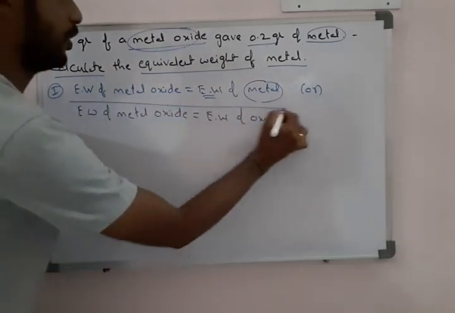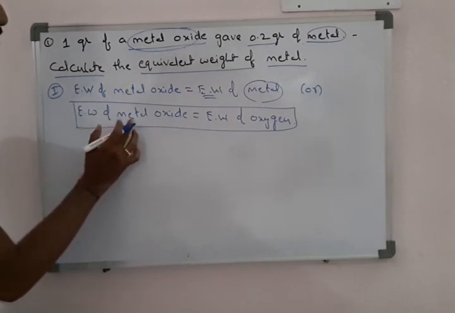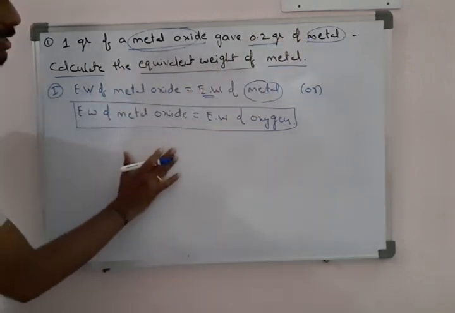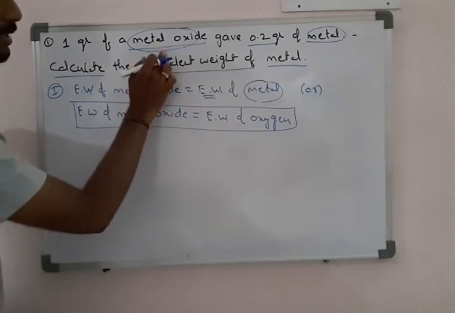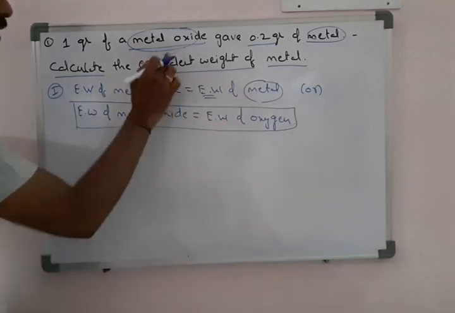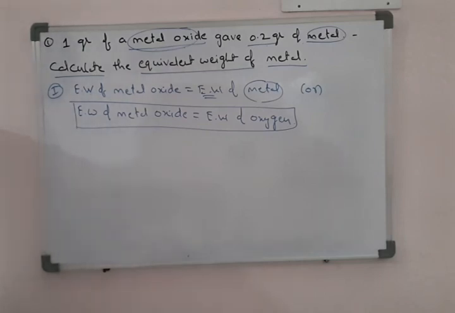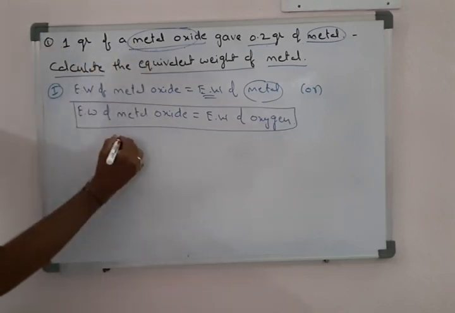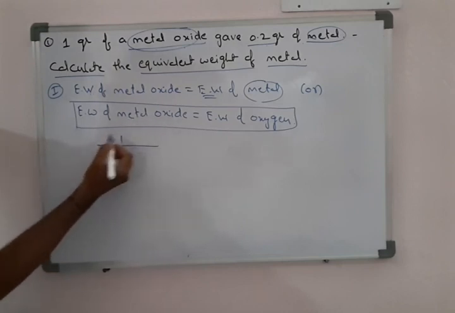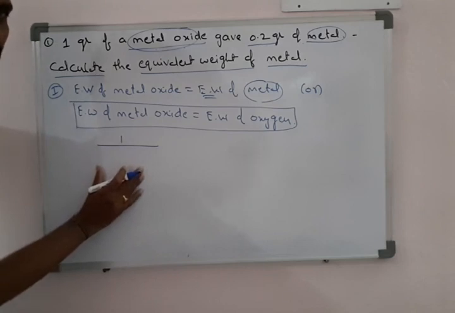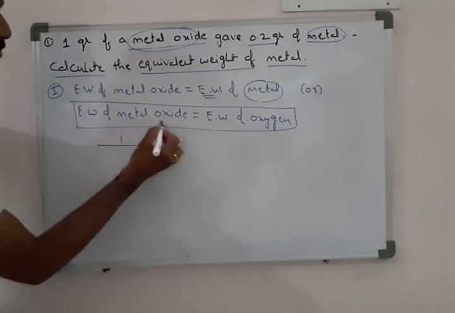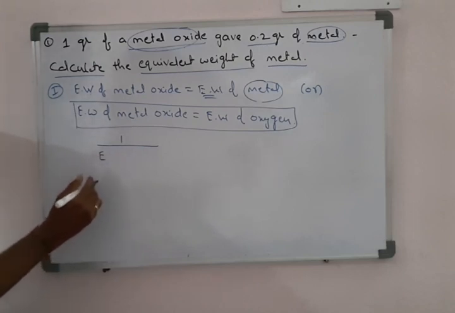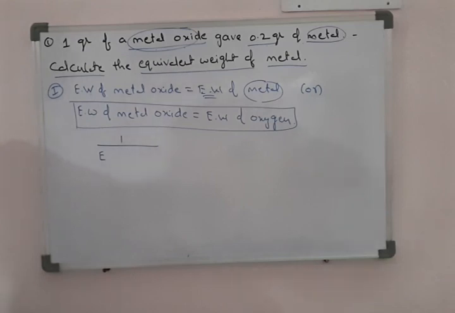So now we are following this formula. If the metal is forming its oxide and we are also releasing metal, here we can write the equivalent weight of metal oxide is equal to the equivalent weight of metal, or the metal oxide is equal to the equivalent weight of oxygen. So what is the weight of the metal oxide? 1 gram by metal oxide equivalent weight. We know the metal oxide formula, so we can't write the charge directly. Equivalent weight of metal oxide equals weight by equivalent weight.